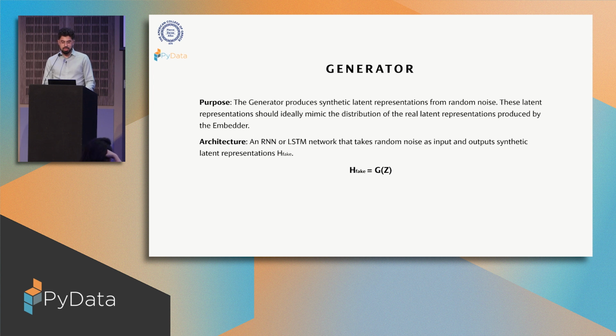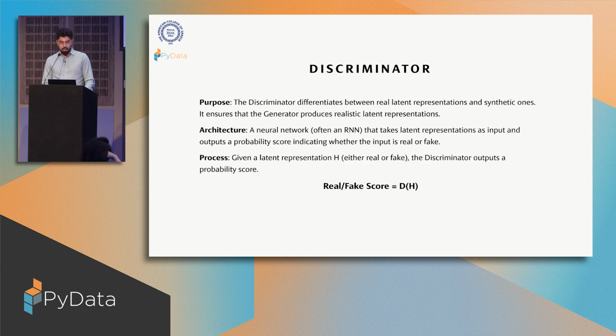Now the generator produces synthetic latent representations from random noise. These latent representations should ideally mimic the distribution of the real latent representations produced by the embedder. Again, we use RNNs, and it takes random noise as input and outputs the synthetic latent representation H fake. The discriminator differentiates between real latent representations and synthetic ones. It ensures that the generator produces realistic latent representations. Again, using an RNN, it takes H, either real or fake, and outputs a probability score.